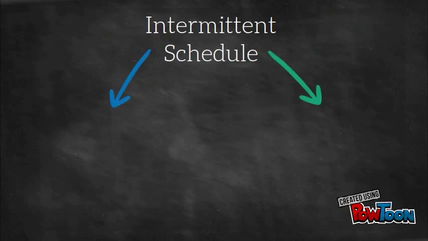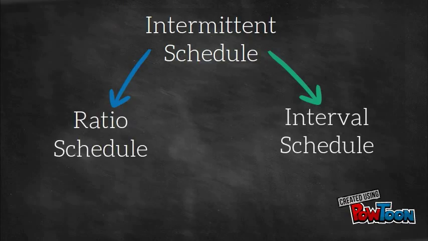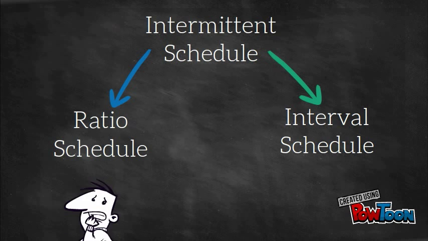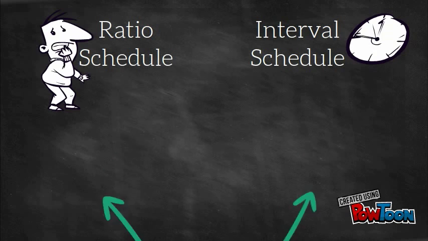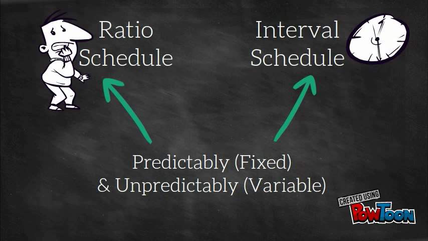Two types of intermittent schedules exist, ratio and interval schedules, and each influence behavior differently. Ratio depends on behavior, interval depends on time. Both can be reinforced either predictably or unpredictably.